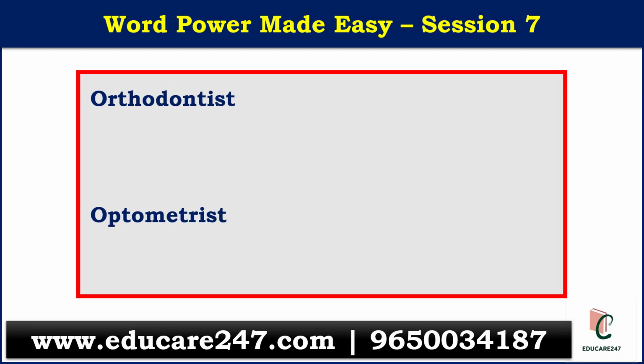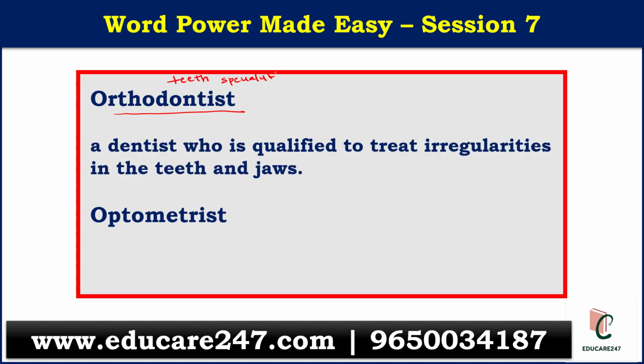The next we have is orthodontist. If you remember, orthodont was relating to teeth. This is again from session 5, and ist relates to the specialist. So an orthodontist is a dentist who is qualified to treat irregularities in teeth and jaw. It's a repeated word from our session 5.